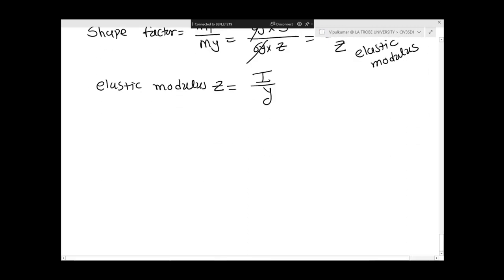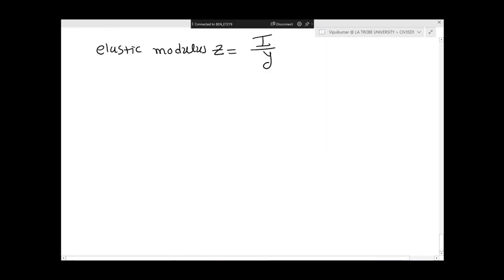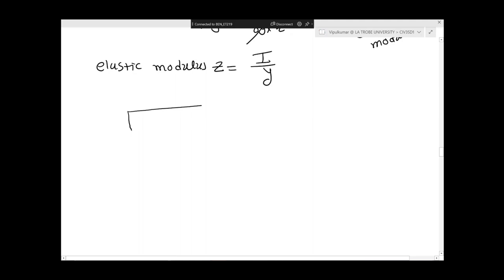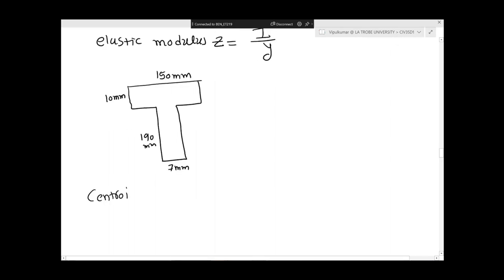All right, I think this is not a symmetric section, so we need to find a centroid and we need to find the elastic neutral axis. What does the cross section look like? 150 by 10, and this one 200, so 190 by 7. All right, so let's find the centroid, or center of gravity, CG.